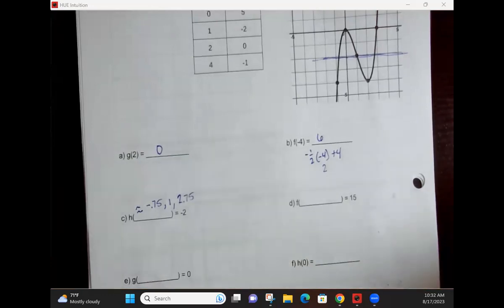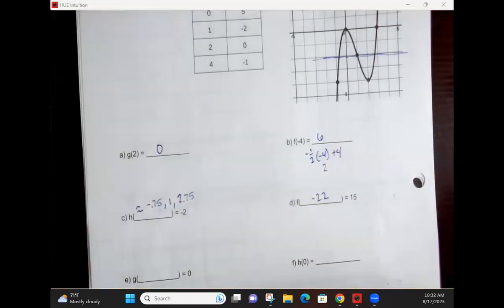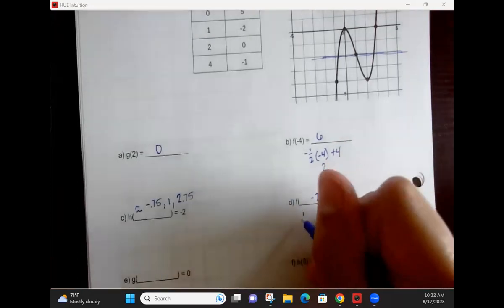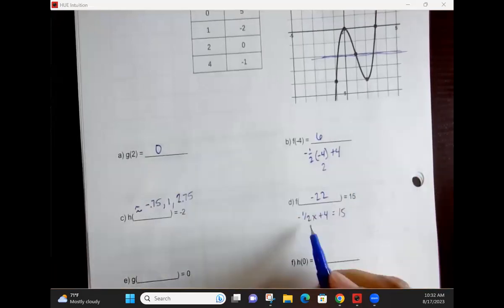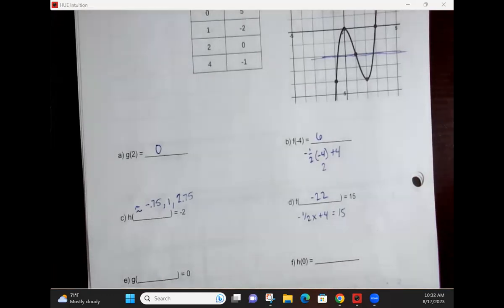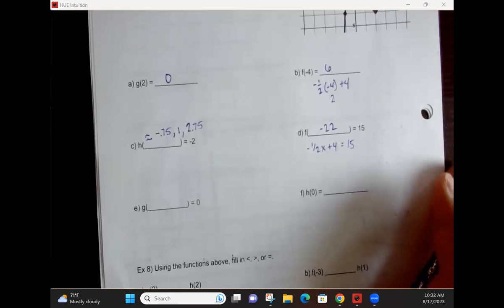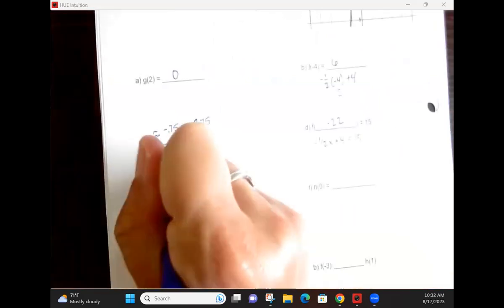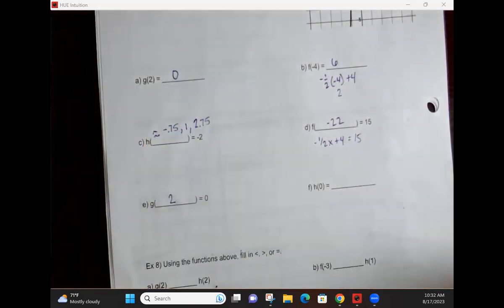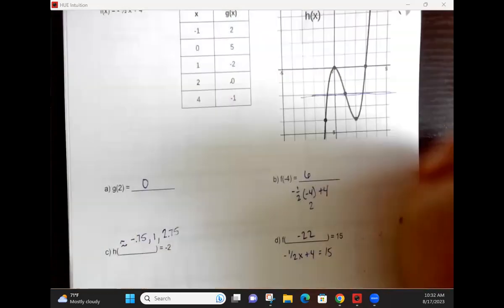What'd you get for D? Yeah, negative 22. This was our function again. I gave you the output. So that means we're going to set our function negative 1/2 x plus 4 equal to 15 and then solve for x. So negative 22 there. How about G? 2. Your output is 0. So that input had to be 2. And then F, H of 0. H of 0 is 0. Yep. When your x is 0, your y is 0.